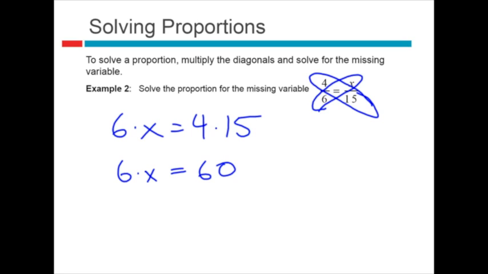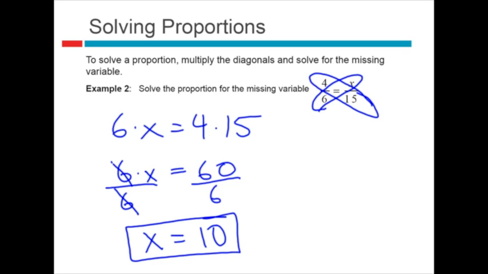When you get to this part of the problem, you're going to look at that number next to the x, next to your variable. In this case, that's the number 6. And we're going to divide both sides of our equation by that number 6, which is next to our variable. Then the 6/6 is going to cancel out and leave us with just x, that missing variable we want to find. And on the right side, we have 60 divided by 6, which is 10. And so that would be the answer. That gives us the missing variable in our proportion.